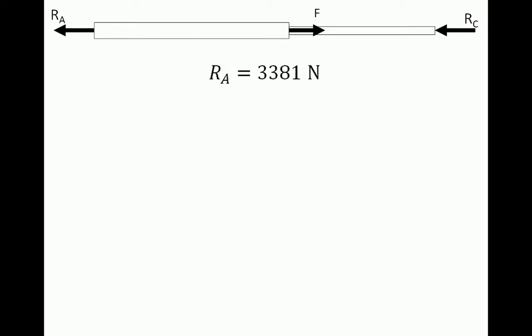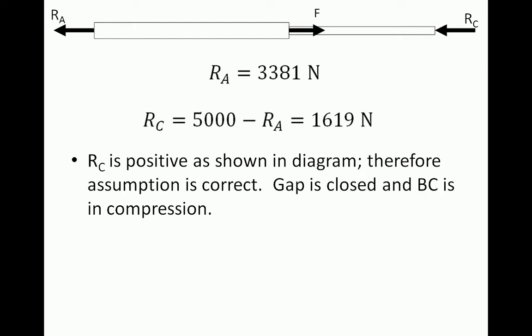Okay, we saw earlier from our free body diagram that the reaction on the right side was equal to F minus R of A, which in this case turns out to be 1,619 newtons. So the 5,000 newton load is shared as shown here. Now, we said earlier that if R sub C comes out to be positive the way that we've drawn it, then we know that there's a compressive force between the end of the rod and the wall. So our assumption was correct that the gap is closed and that right hand part of the rod is under compression.